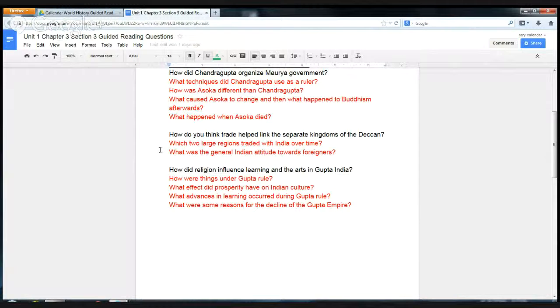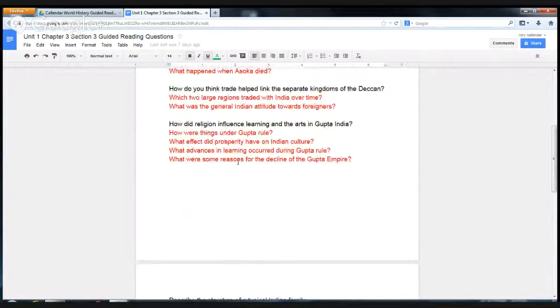Moving on to the next section, the next checkpoint question is, how did religion influence learning and the arts in Gupta India? The following questions will help you answer that. Starting with, how were things under Gupta rule? What effect did prosperity have on Indian culture?